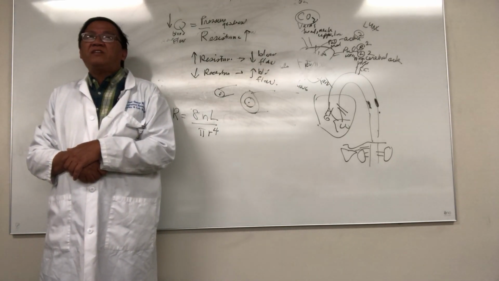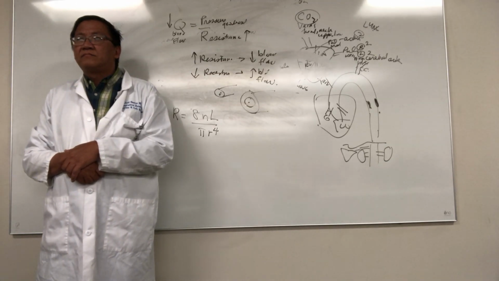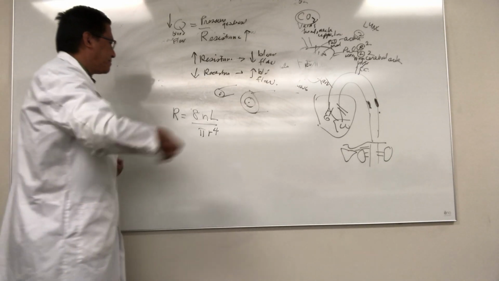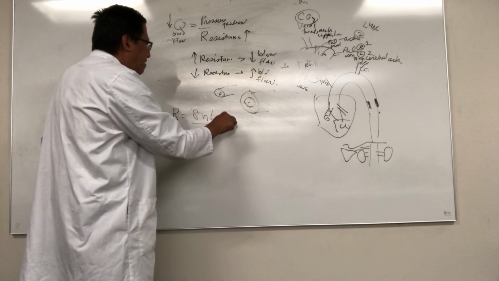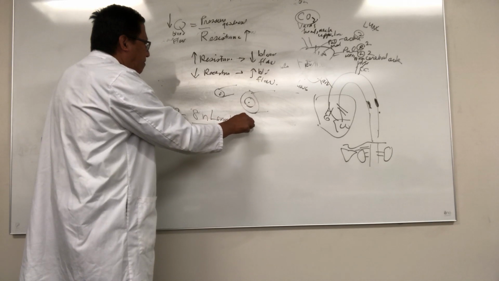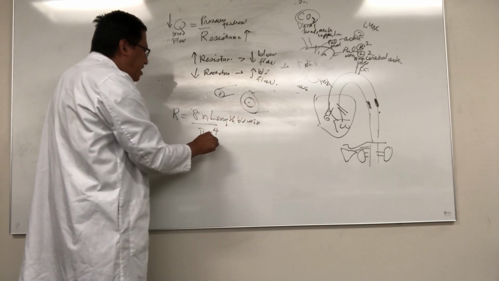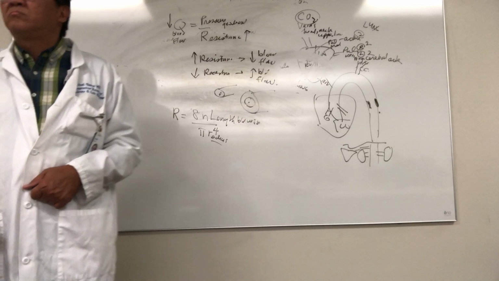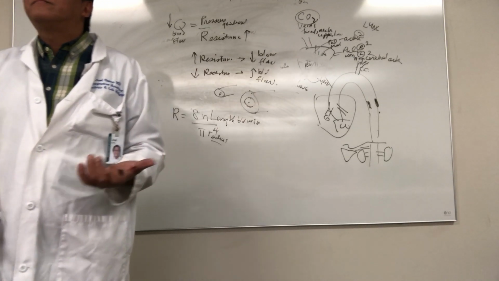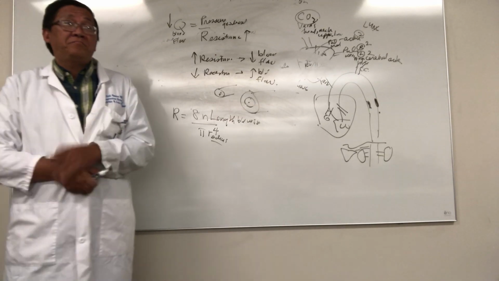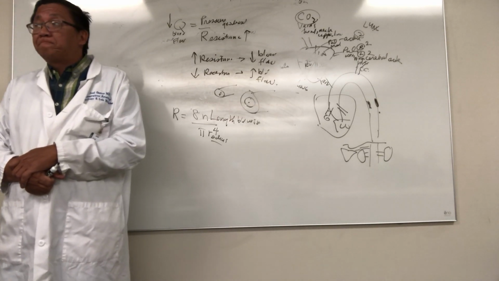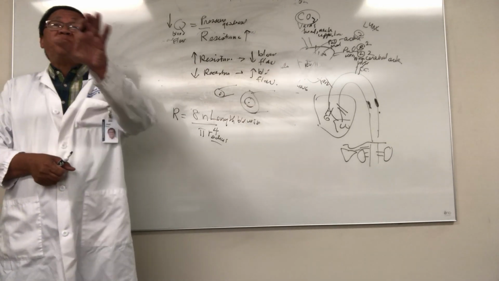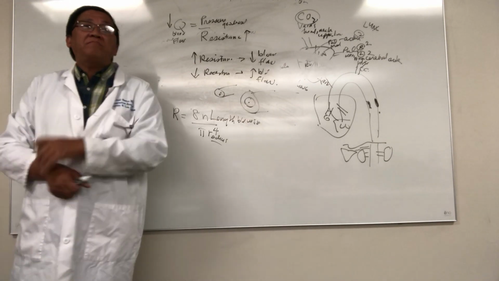Can anybody tell me what is L? Length of what? The blood vessel. What about the small r? It's the radius of the blood vessel to the fourth power. What is the first letter of radius? Amazing. Simple. What do you think is N? For those 3 people who saw this in the book, what is N?